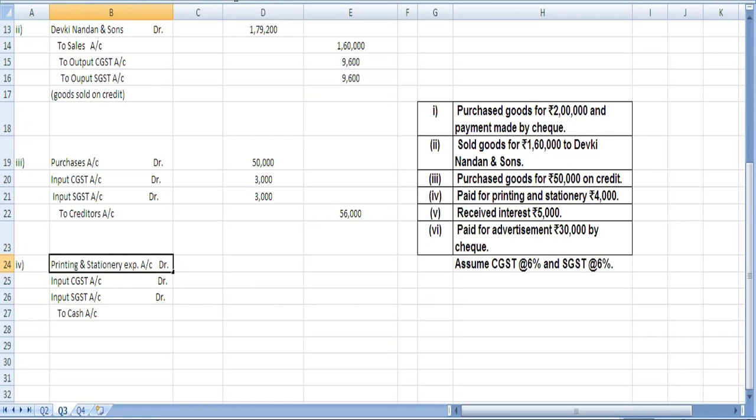Okay, so let us remove this so that you will not get confused. Here we have 4,000 and 6% of 4,000 is 240, and here the total will come as 4,480. Narration we will write down here: printing and stationery paid.